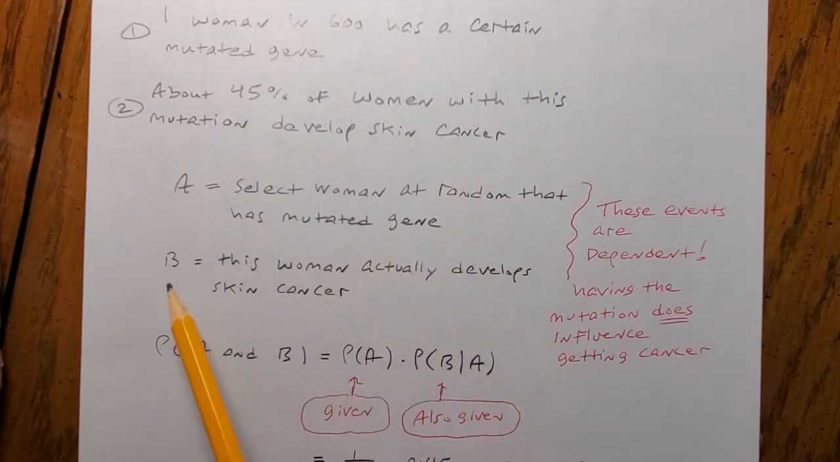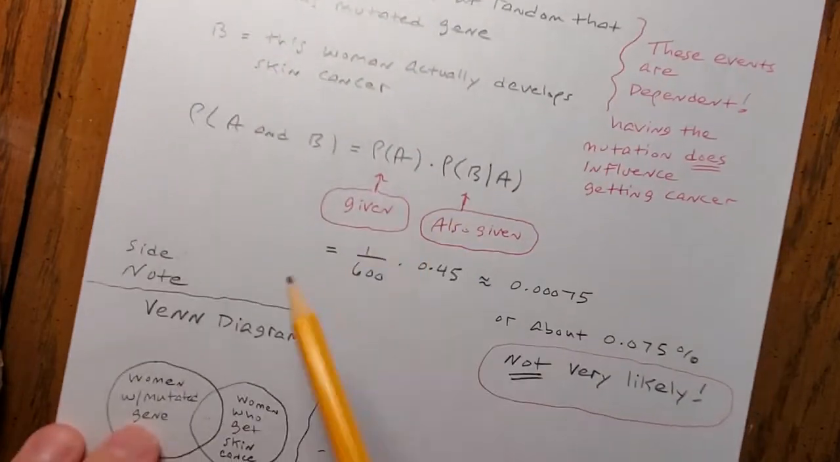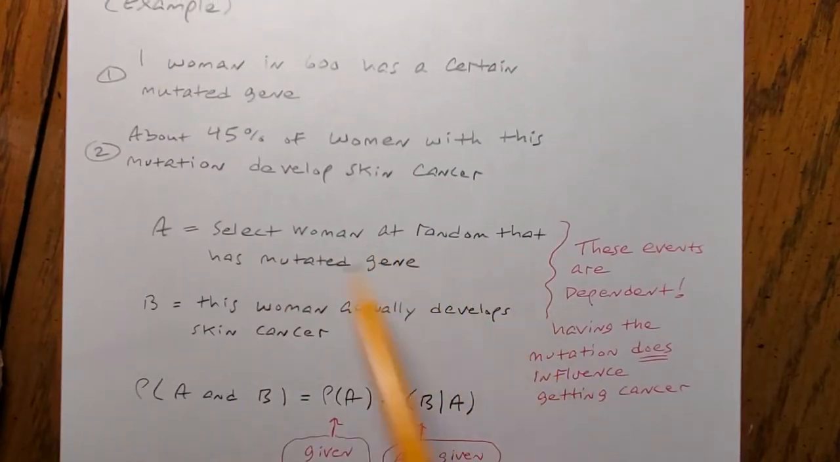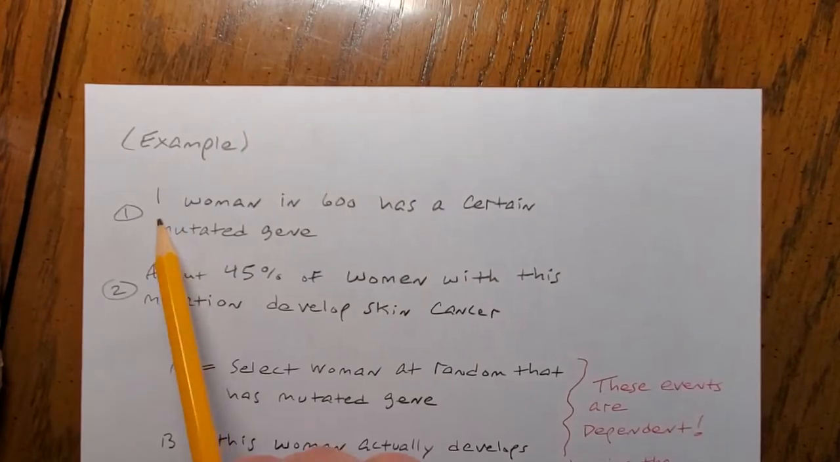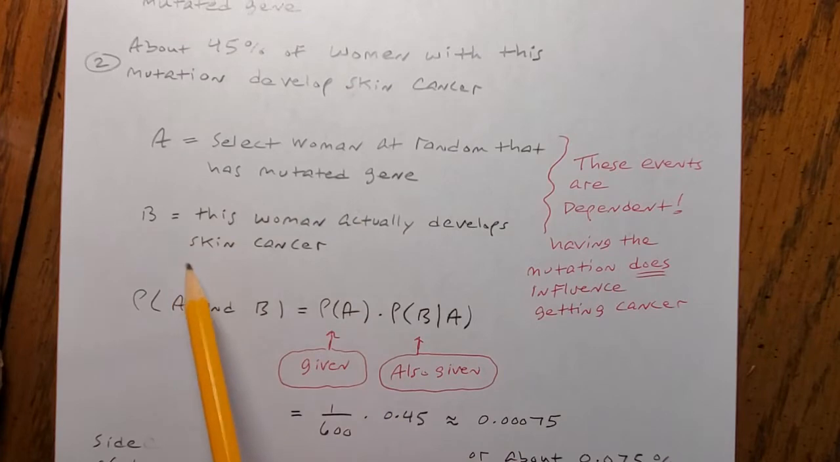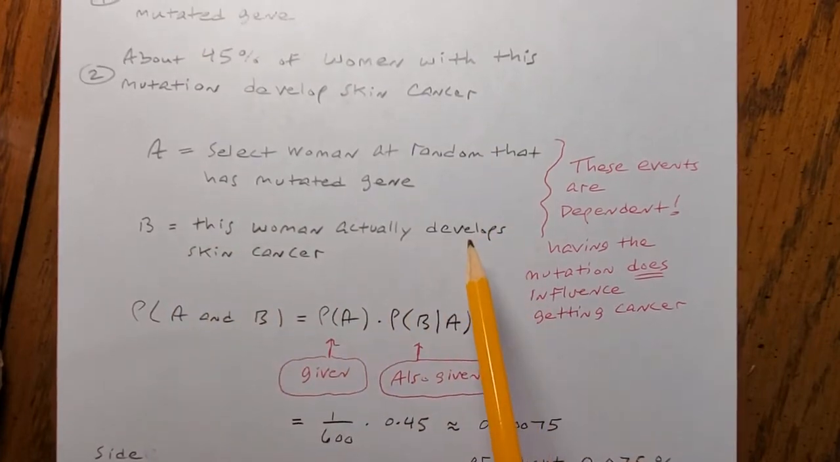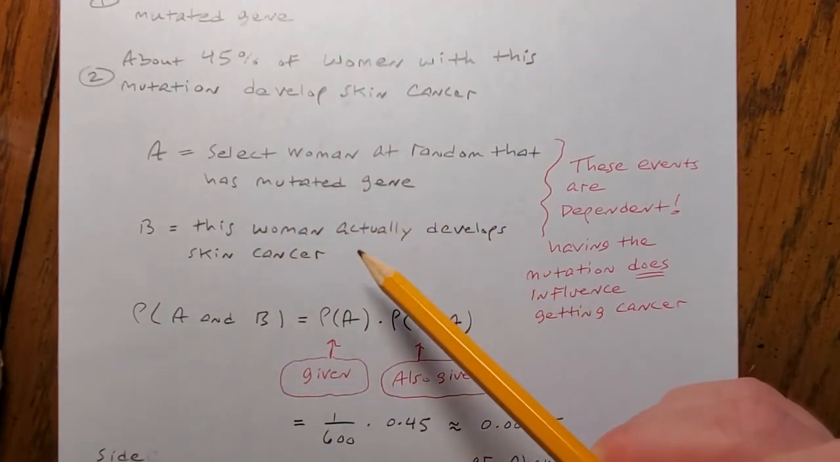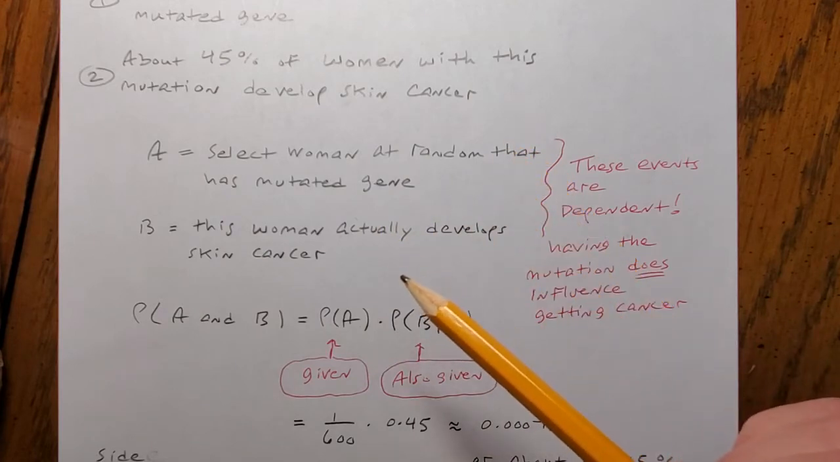And then event B, which is in sequence with event A, is that this woman selected in event A actually developed skin cancer. So, what are the odds that, there's the sample space of all women, you pick one and she happens to have the mutated gene? There's a 1 in 600 chance of just that happening. But then, that woman goes on to develop skin cancer. What's the event? Not that this happens or that this happens, but that they happen in sequence.